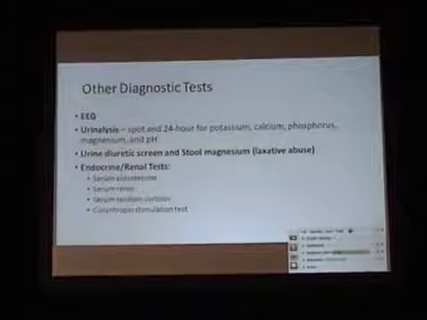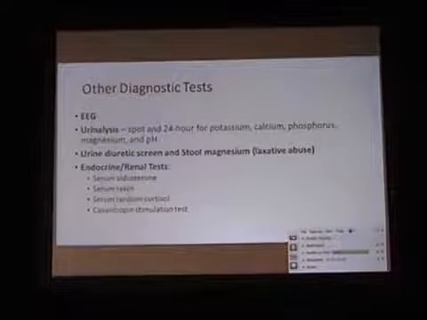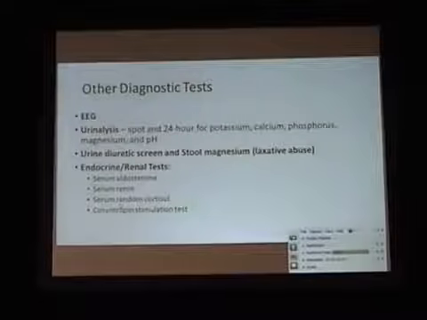Then there are endocrine and renal tests: aldosterone, renin. So it's a hormonal test basically that you do from the blood.